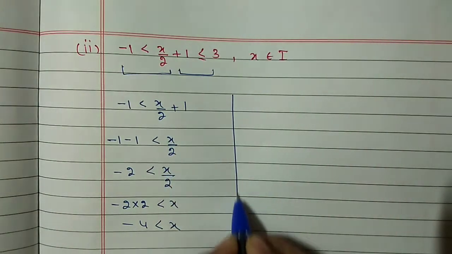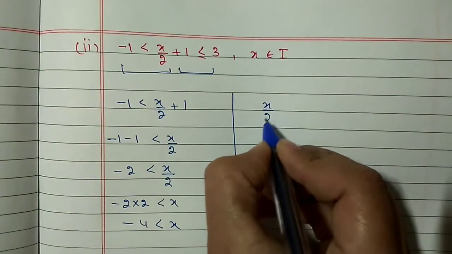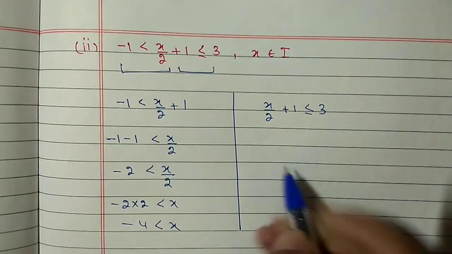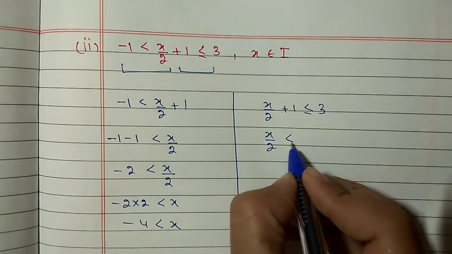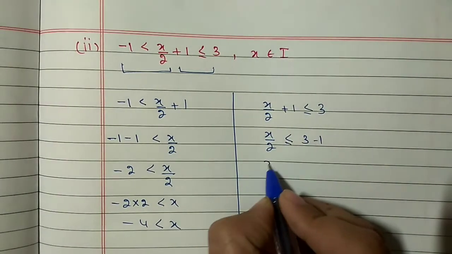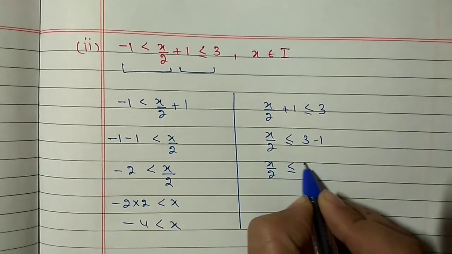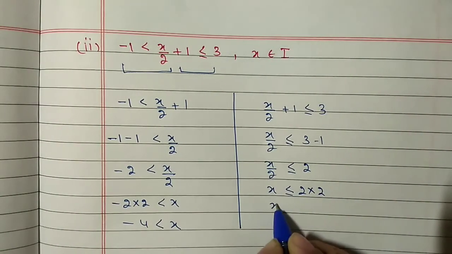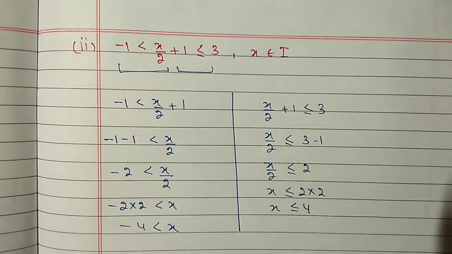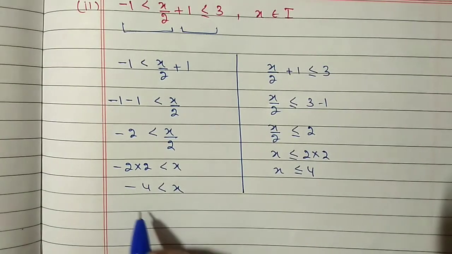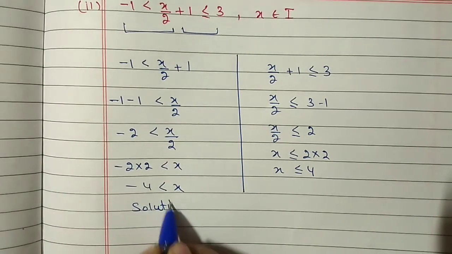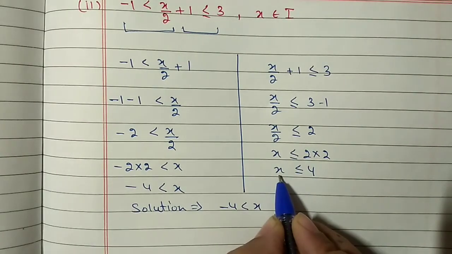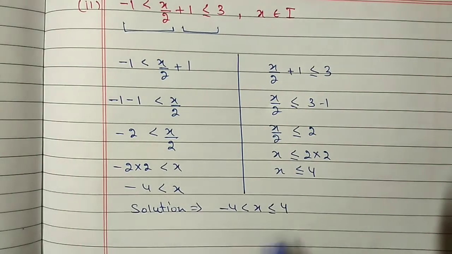Now the next two we will take. x by 2 plus 1 less than or equal to 3. Now this plus 1, when we shift it to the other side, it will go for subtraction. 3 minus 1, x by 2 less than or equal to 2. Now this 2 also we can shift, it will go for multiplication. So x less than or equal to 4. Now both the inequations we have to merge together. So we have minus 4 less than x and x less than or equal to 4.